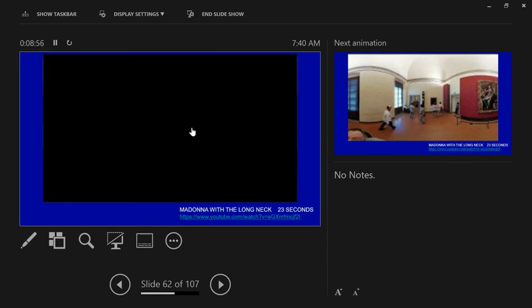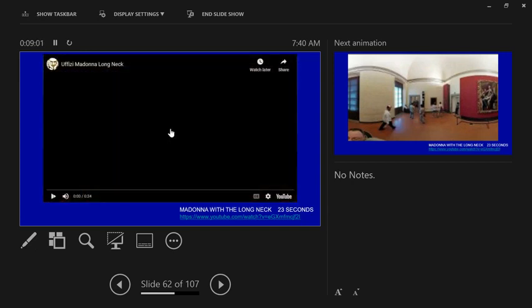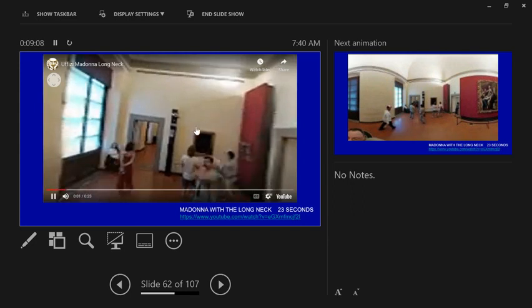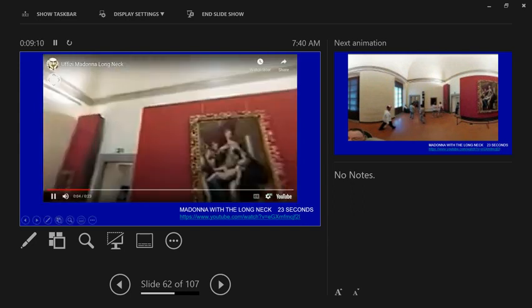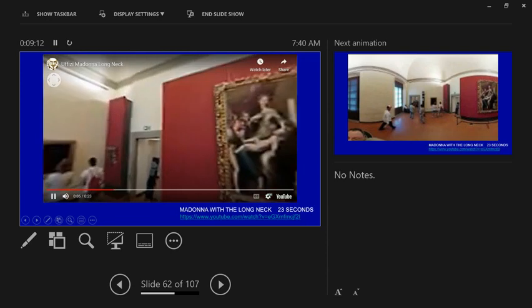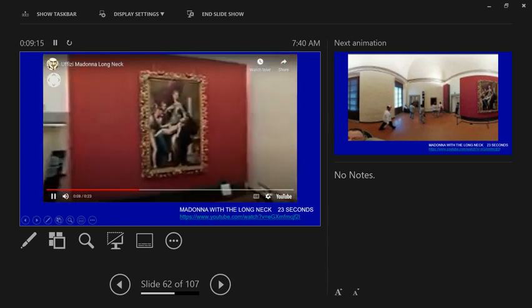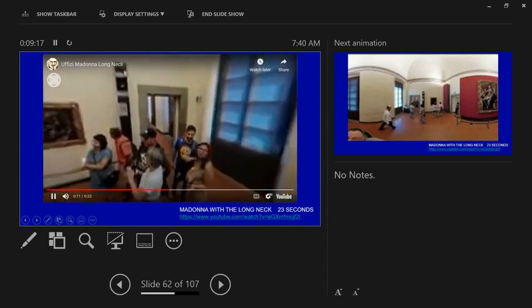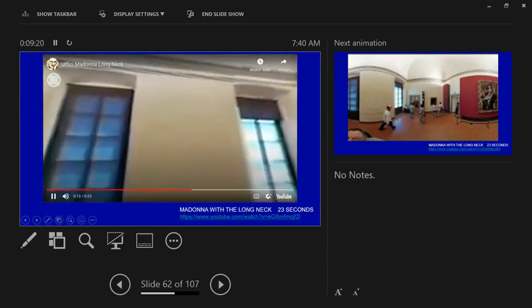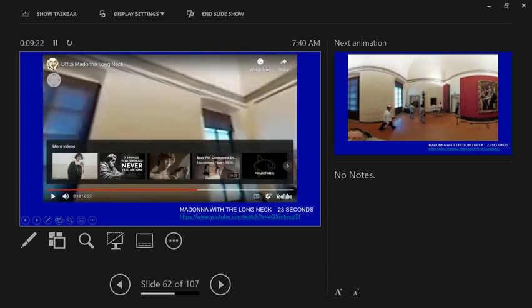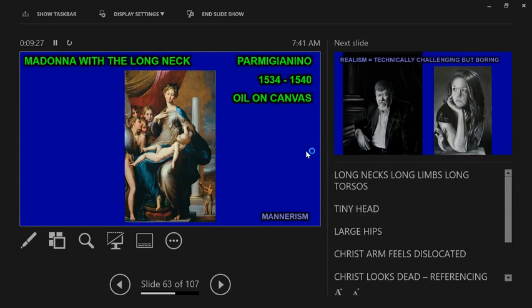I got a 360 view of the Madonna with the long neck, and so I just want you to see the context of the room in which she's displayed. Let's go over here. So if we just look around, that gives you a sense of how large this artwork is. And in this room, usually they have the natural light. All right, so let's move on and look at Madonna with the long neck.